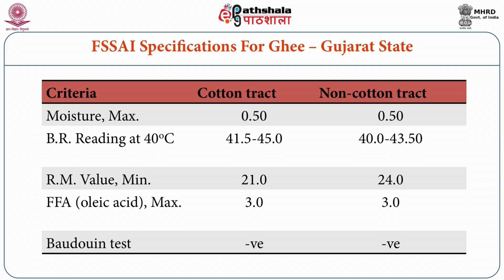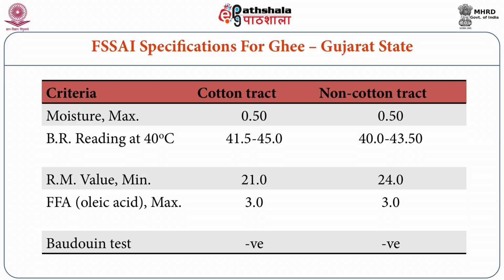The last test is the Baudouin test, which should be negative for all India, not only for cotton or non-cotton or any state of India. Negative means the ghee you are testing has not been adulterated with hydrogenated vegetable fat, which commonly we refer to as vanaspati or dalda. It is made out of only vegetable oils and fats. They are hydrogenated to have a higher melting point, the dalda I am speaking of.